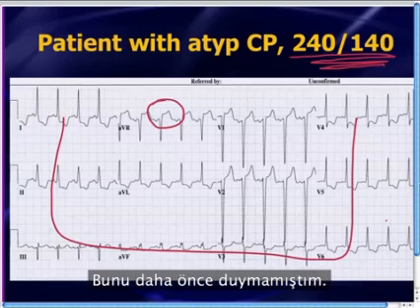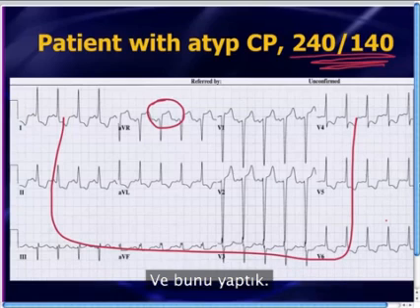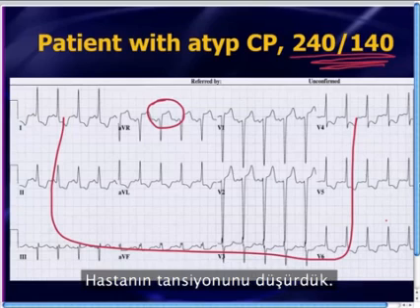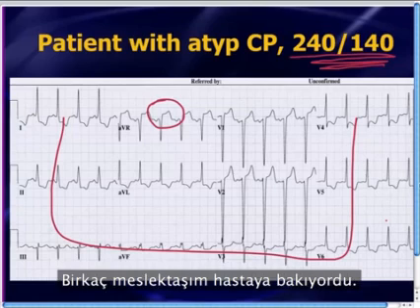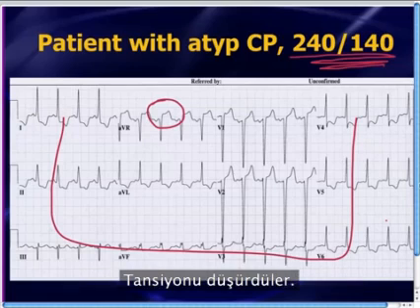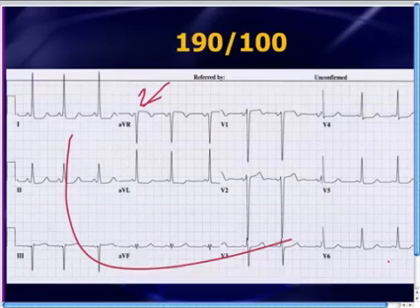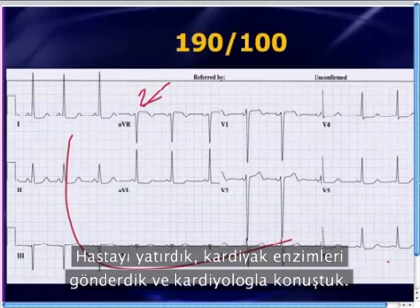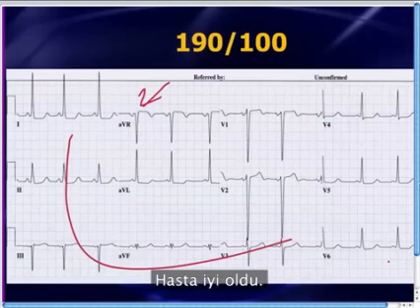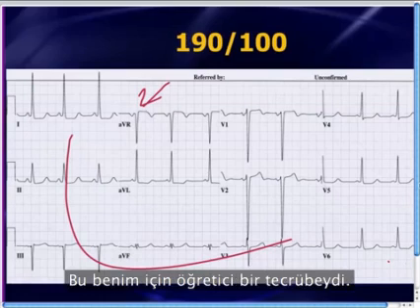Well, I'd never heard of that before, so I went ahead and we did that. We got the patient's blood pressure down. Actually, a couple of my colleagues were caring for this patient. They got the blood pressure down, and sure enough, the ST elevation in aVR, along with the rest of the ST changes, got a whole lot better. And so we simply admitted the patient, got some cardiac enzymes, we spoke with the cardiologist, and the patient ended up doing okay. So that was a learning experience for me.